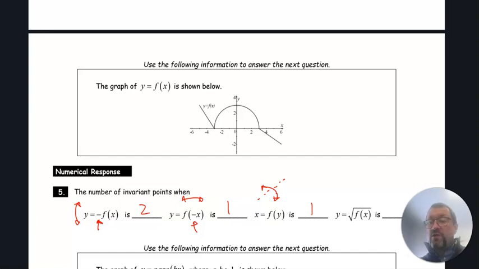But we know that the square root of 0 is 0. So anytime that the y-coordinate or the value of the function is 0, that will be invariant. And so that's going to correspond to the x-intercepts. But we'll also have invariant values when y is equal to 1 because the square root of 1 is 1. So anything along this horizontal line here will also be invariant. So that means we've got 5 different invariant points if we apply the square root of the function.